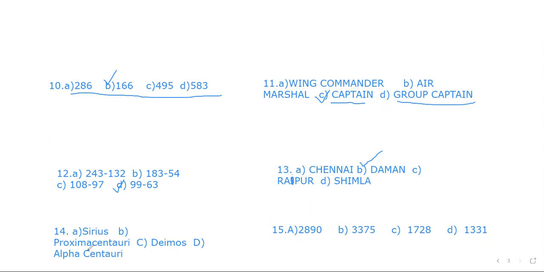Let's see here. Sirius, Proxima Centauri, Deimos, Alpha Centauri. So all these are what? Sirius is the name of a star. Proxima Centauri is also the name of a star. Alpha Centauri is also the name of a star. But what about Deimos? Deimos is a satellite. The rest are all stars. So this is a satellite. Again, general knowledge. So let's see the last one, question number 15.